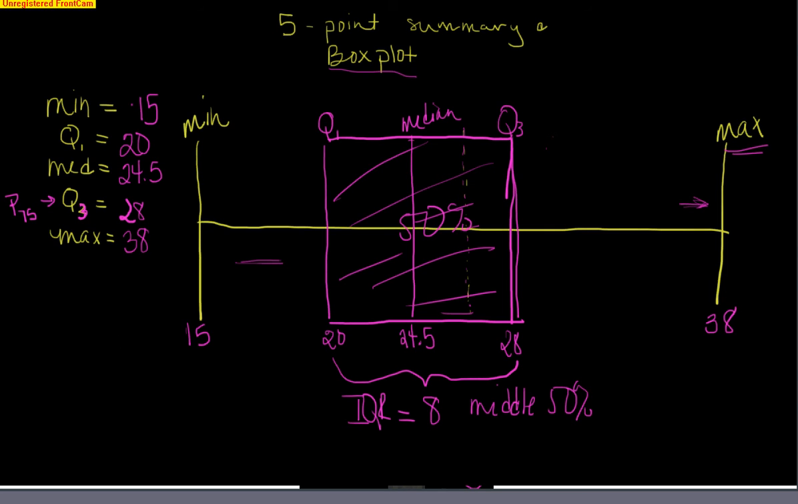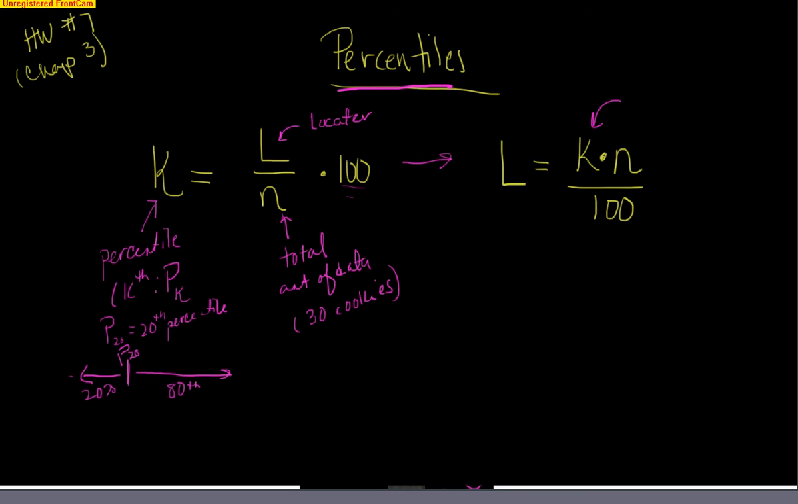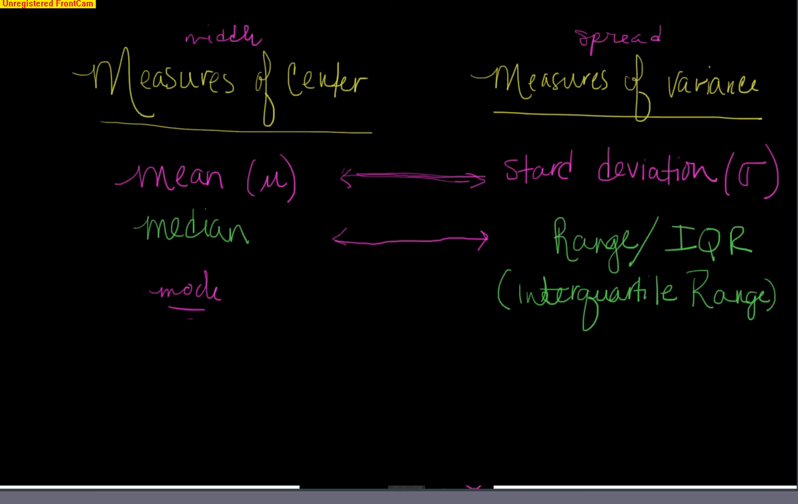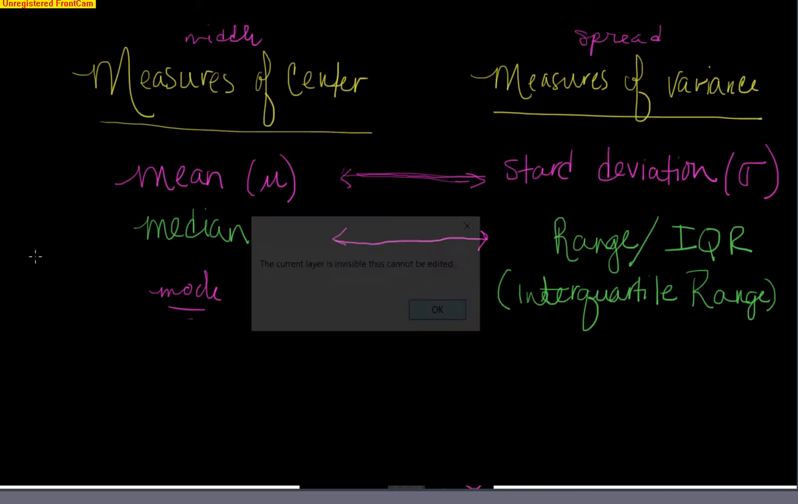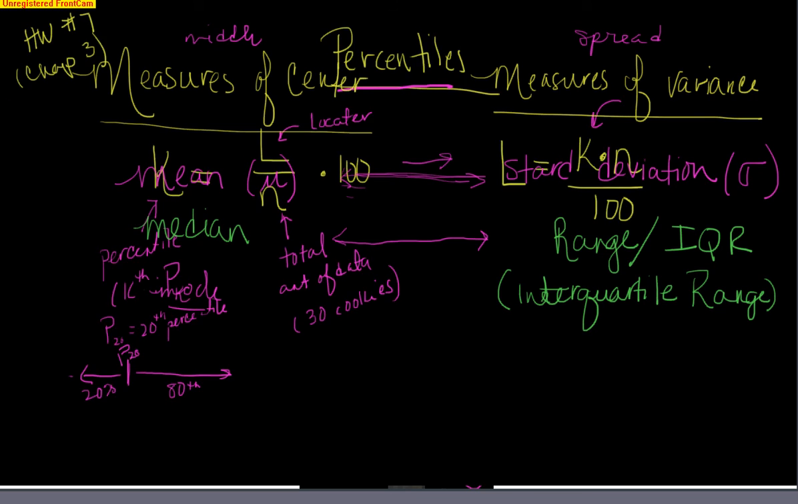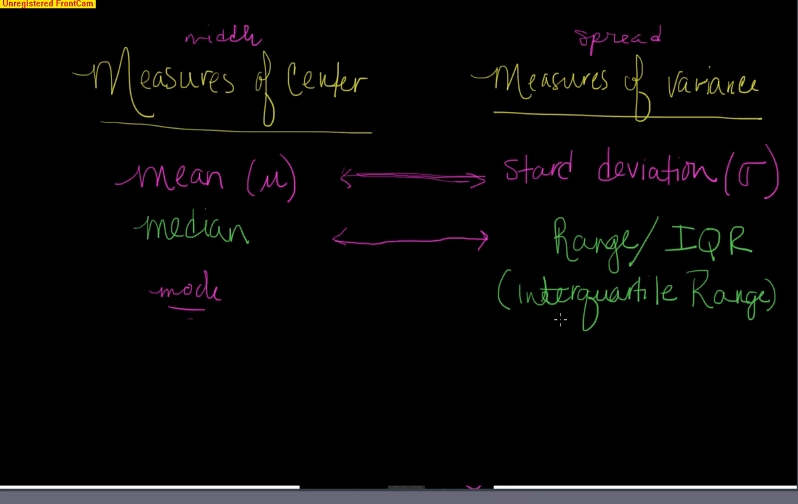So just to recap, when we go way back here, let me close this one down. These are our two formulas for finding the percentiles. And here is just a little reminder of measures of center and measures of variance. Now you know how to find interquartile ranges, and specifically how to find those different percentages. You now know how to find these values.